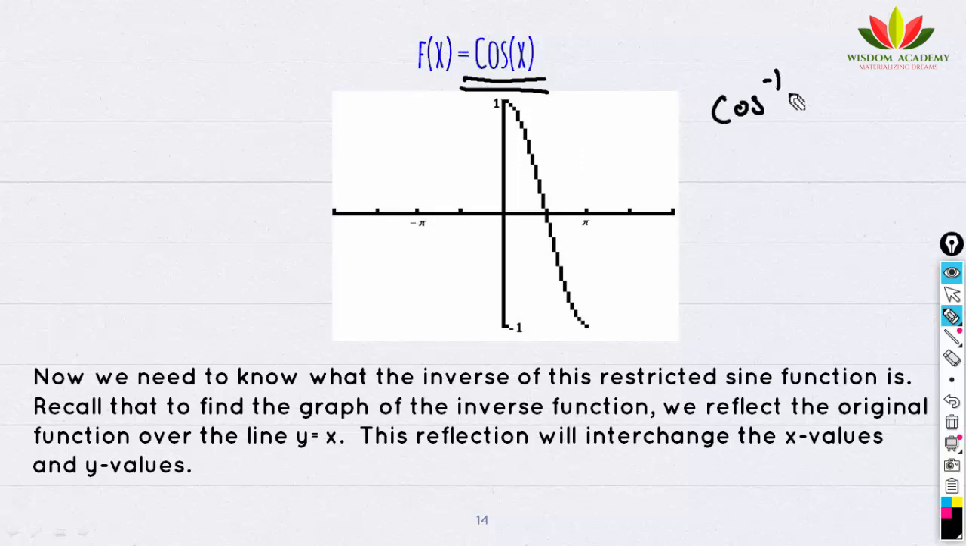Cos inverse of x, what do I have to do? I want to change my x-axis and y-axis. That is what an inverse function means: if I give the output as an input, I should get my input as the answer. So to do that, I'm just going to change my axis.